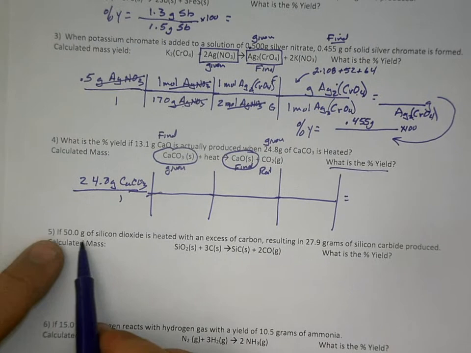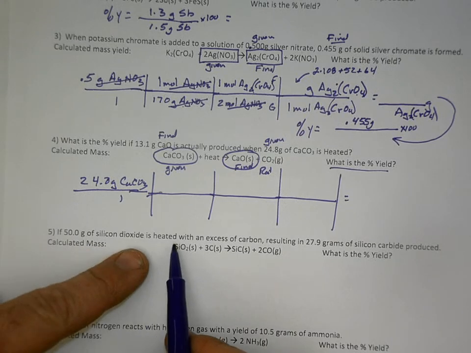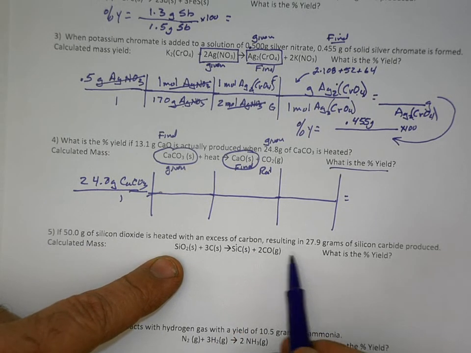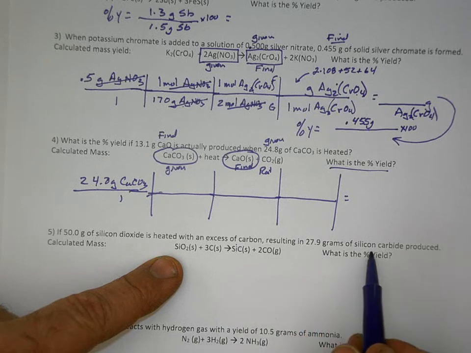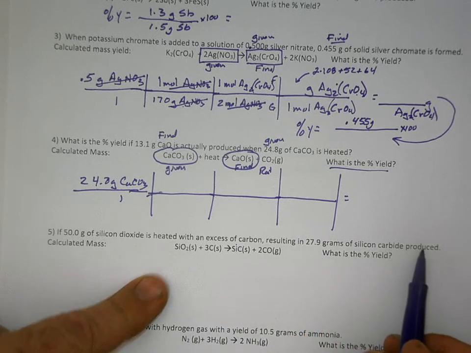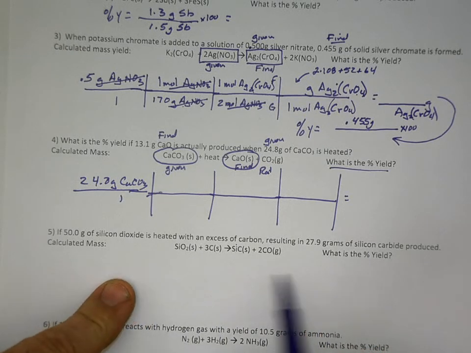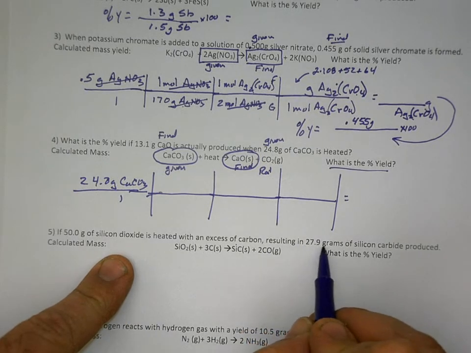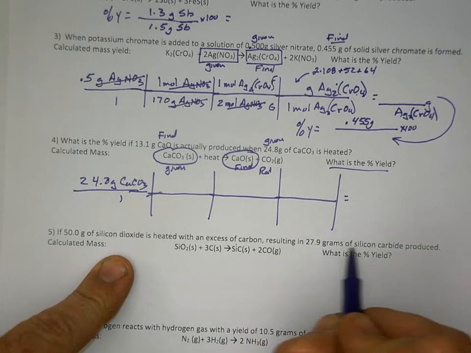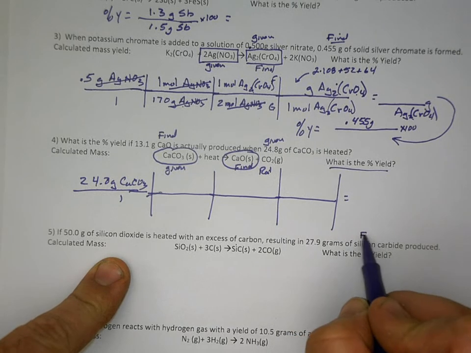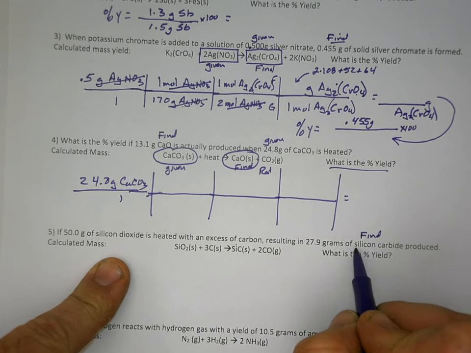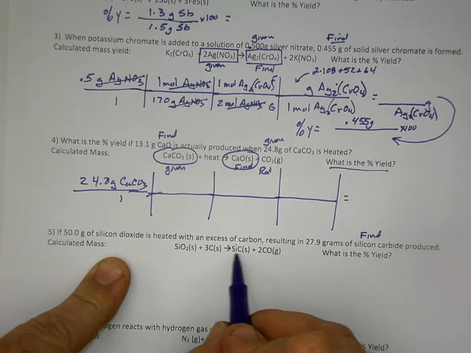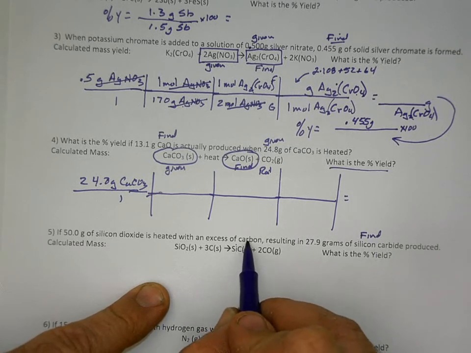If 50 grams of silicon dioxide is heated with an excess of carbon, so they're saying we've got plenty of carbon, it results in this many grams of silicon carbide formed. What's the percent yield? Now since this is our actual yield here, silicon carbide is what we're trying to find. Silicon Si, carbide C, so it should be SiC, that's going to be the silicon carbide.